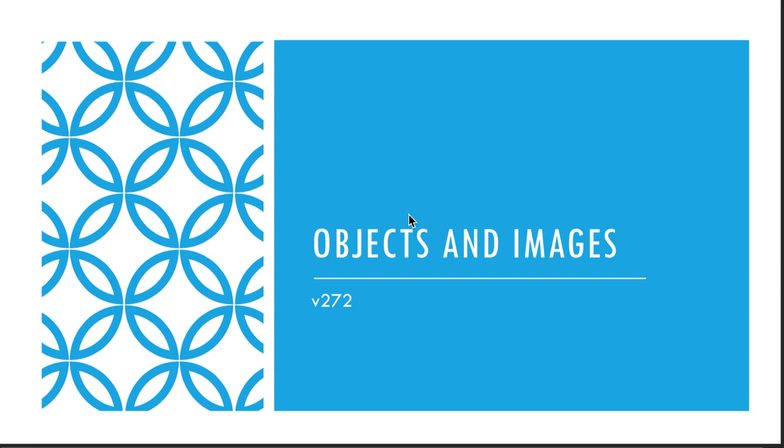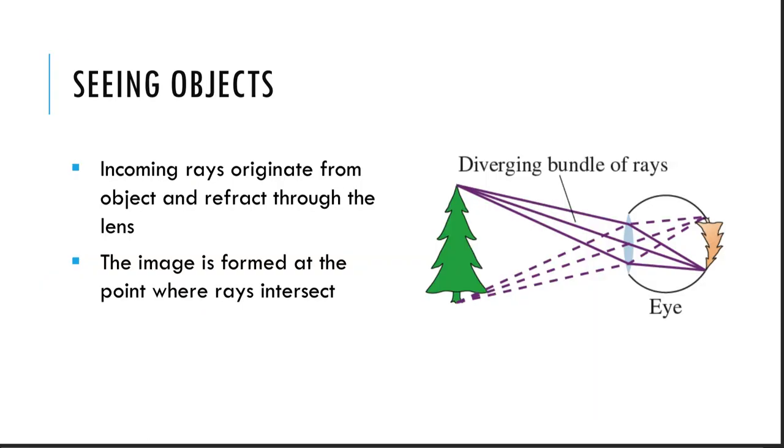But first, I want to just briefly discuss the types of images that are going to be produced by lenses and mirrors. The first thing that we learned in a previous chapter is that light always reflects off your object. So you can consider your object to be a source of light. The incoming rays, the ones going towards the lens or mirror that we're going to be talking about, come from the object and then refract through a lens if you have a lens. And the image is going to be formed where the rays intersect.